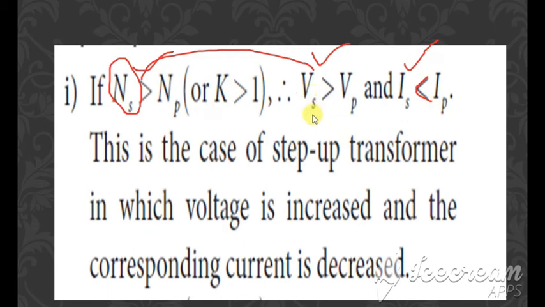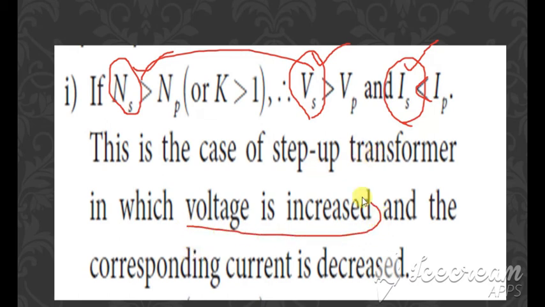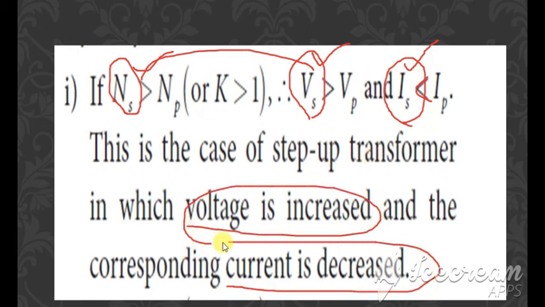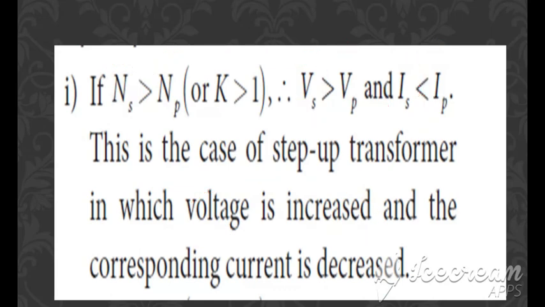Okay, so what can we say? Vs is greater, but Is is less. So we can say that voltage is increased, and current is decreased. Okay, voltage increases, current decreases. So we can say voltage is increased and the current is decreased. Okay, so this is the first condition.